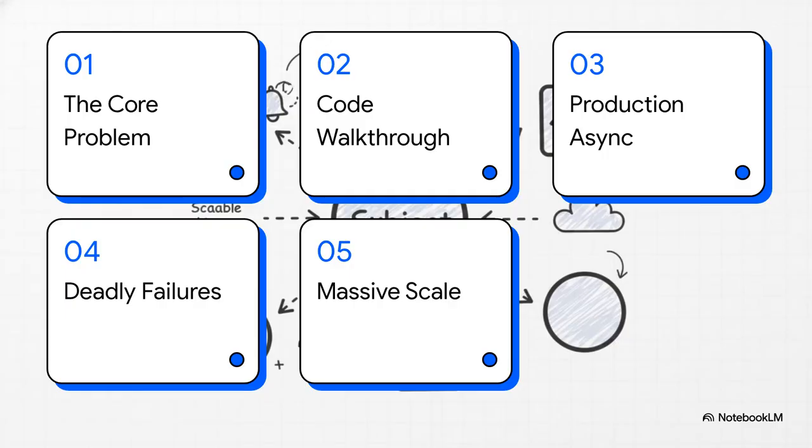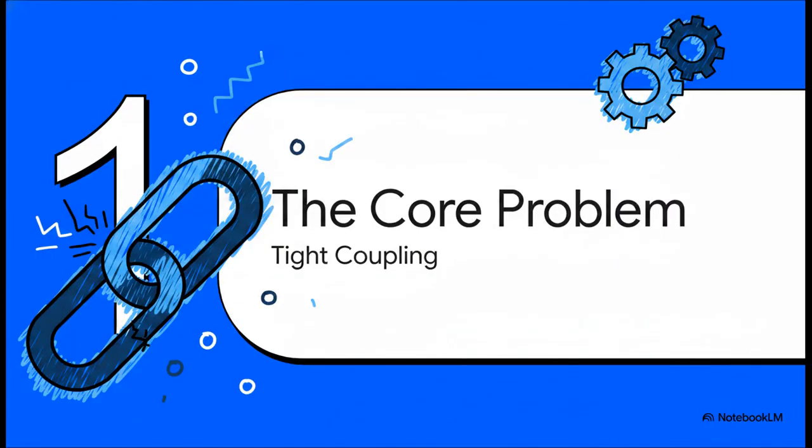So here's our agenda to get us there. 1, the core problem. 2, the radio analogy. 3, code walkthrough. 4, production async upgrade. And 5, pitfalls and scale. Let's start with section 1, the core problem.